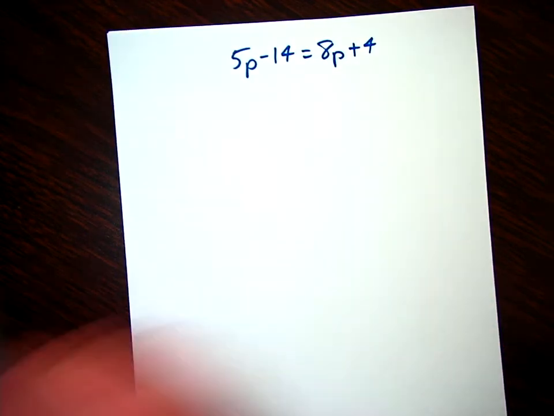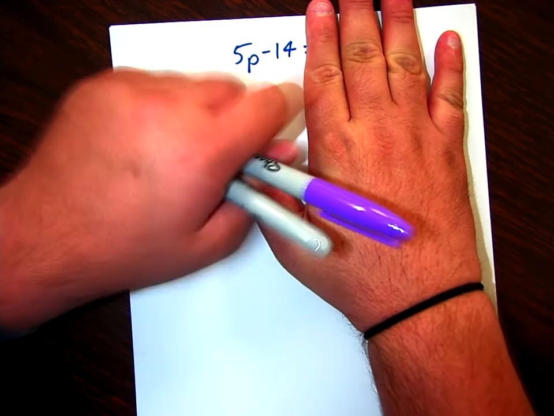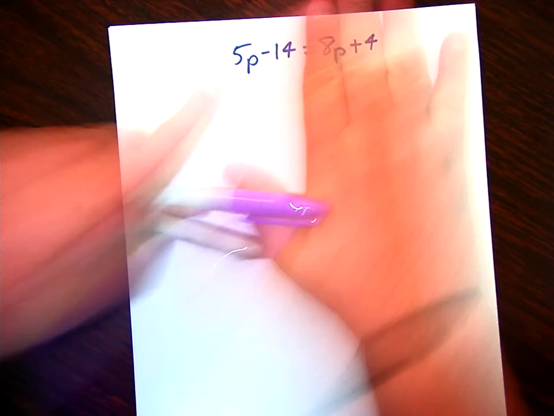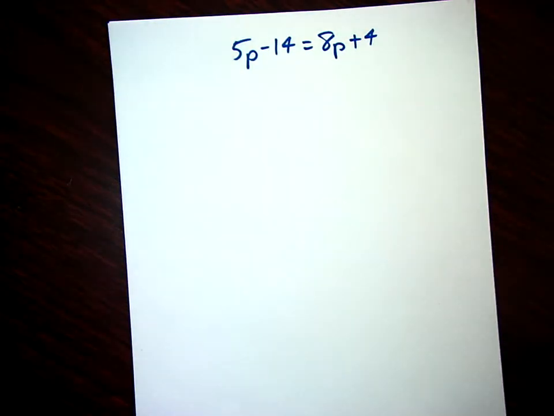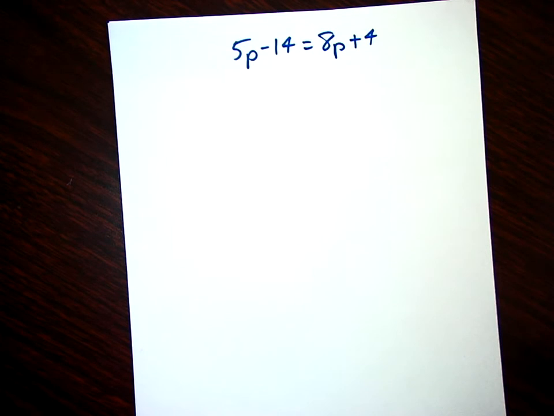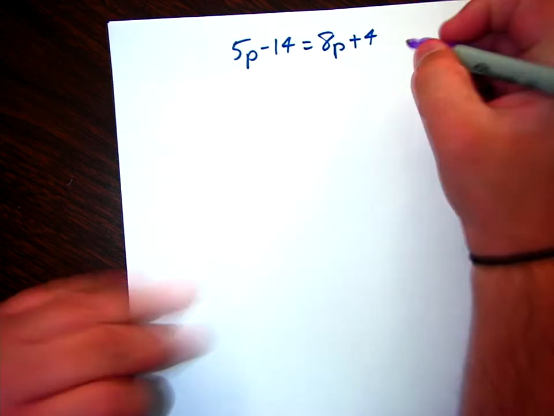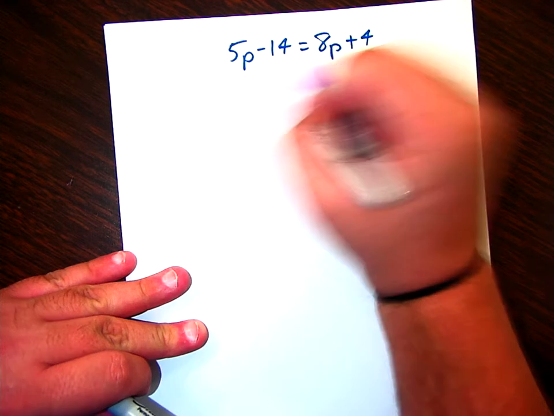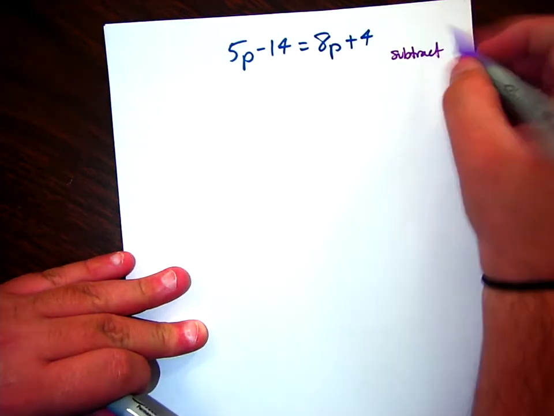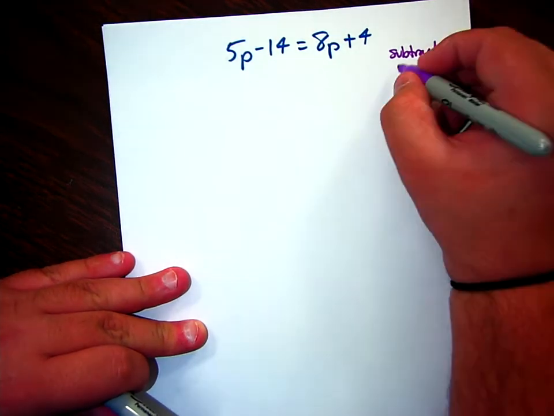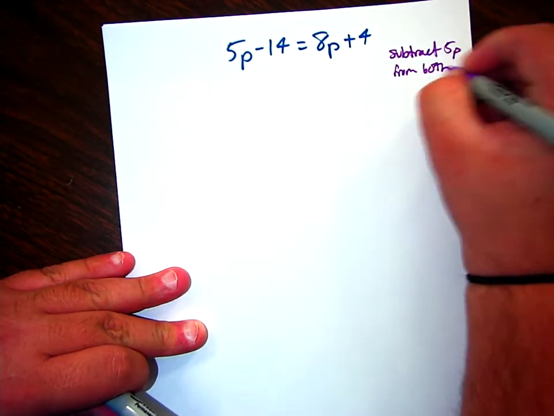If we look at just the left-hand side, we can't combine any like terms. Same thing over here, we can't combine any like terms. So we're good there. The next thing is to get all the variables to one side. In order to do that, I'm going to move this 5p over here. So I'm going to subtract, because it's positive, subtract 5p from both sides.